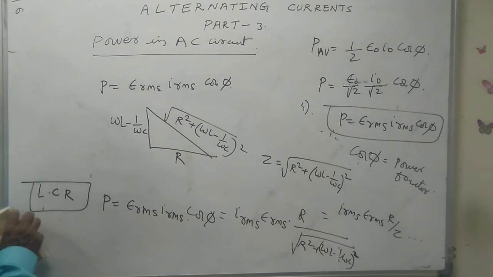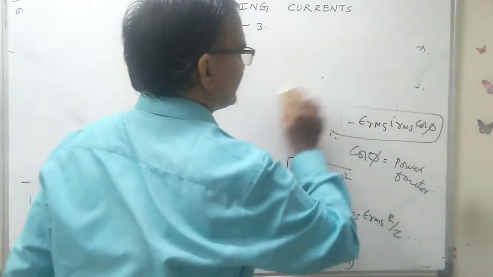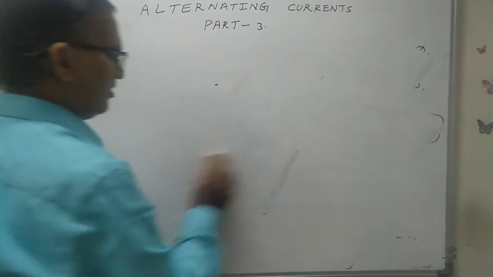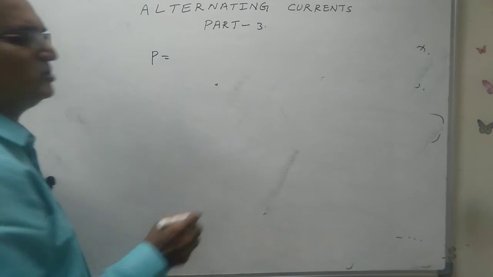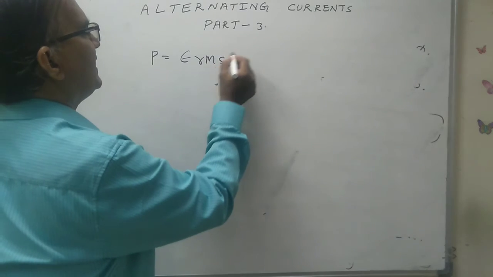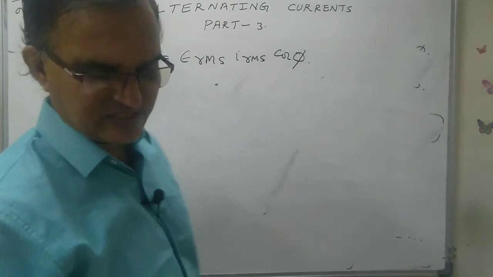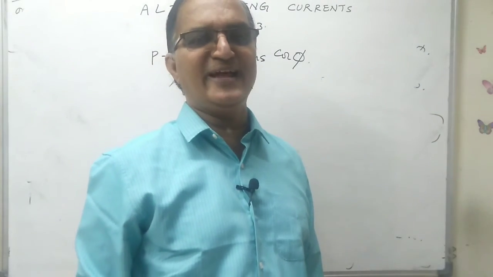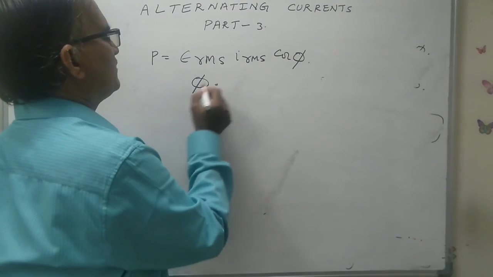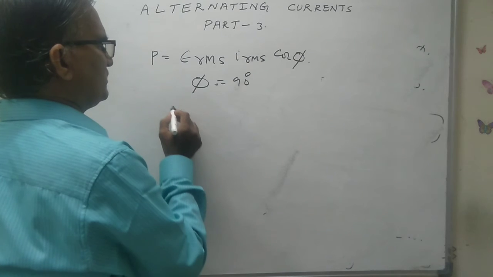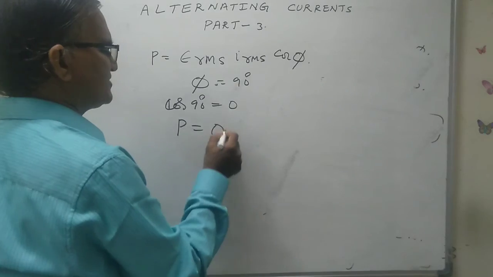Now coming back, what is meant by wattless current? For the average power formula, again we have power equal to E RMS into I RMS into cos phi. Suppose in any circuit you have only an inductor or a capacitor, then what is the phase difference? If you have an inductor or a capacitor, phi is equal to 90 degrees. Cos 90 is 0, so the average power becomes 0.